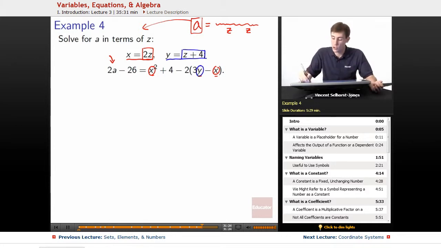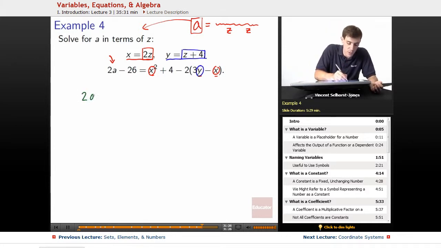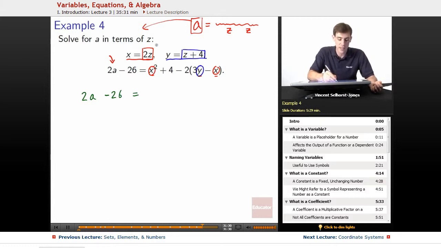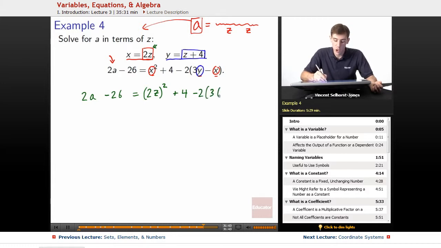So let's do substitution. The left side will still be the same, 2a minus 26 equals. What slots in for x? 2z slots in. So (2z) in parentheses, squared, plus 4 minus 2 times quantity, 3. What goes inside of y? Quantity z plus 4, close quantity, minus what goes inside of x? Quantity 2z, close that up.